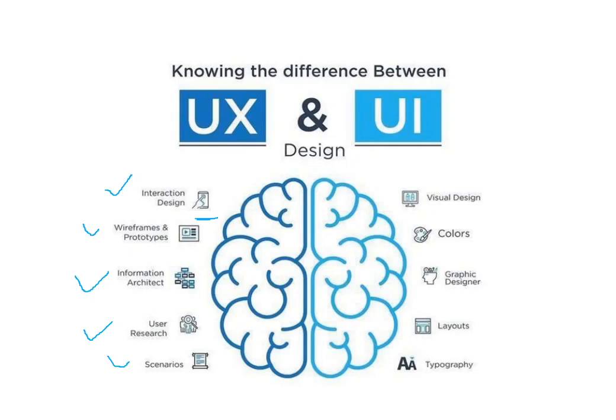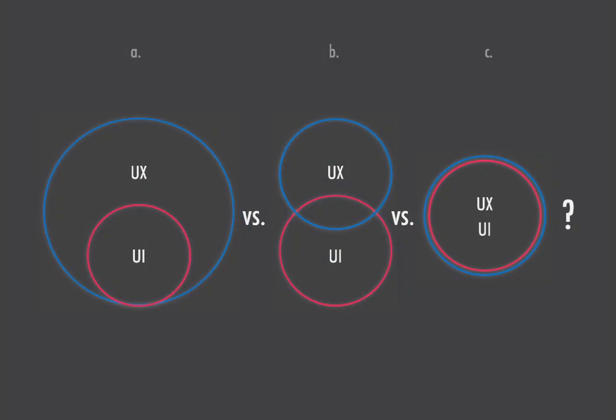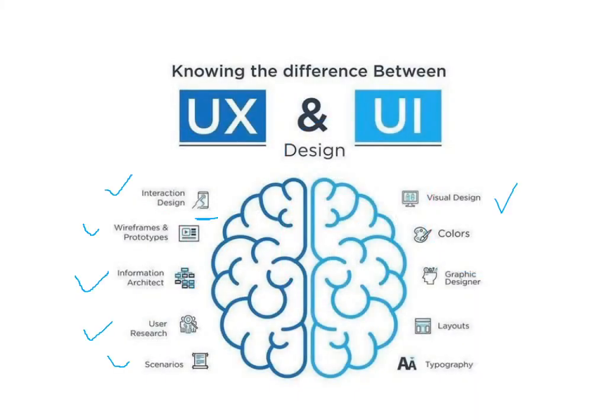Next is user interface. Visual design is to understand what people would want to see visually. Color coding.